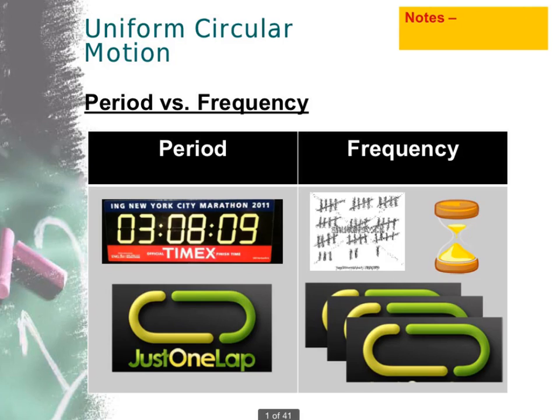So the first thing that I want to revisit is the idea of period, and if you remember, a period is the amount of time it takes to complete just one lap. Now, frequency is the number of laps that you can complete in a certain amount of time. So you can think of starting an hourglass and saying, okay, this hourglass is going to run for a minute, and then I'm going to count the number of laps that I can run in 1 minute.